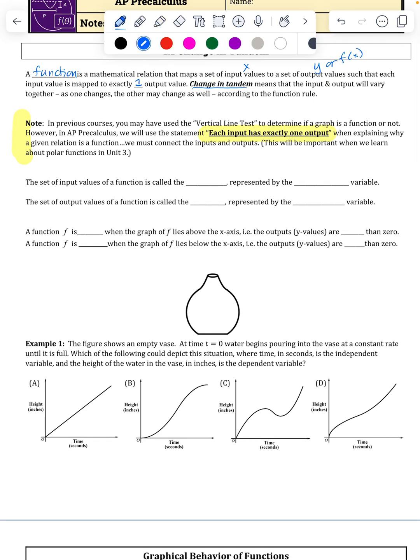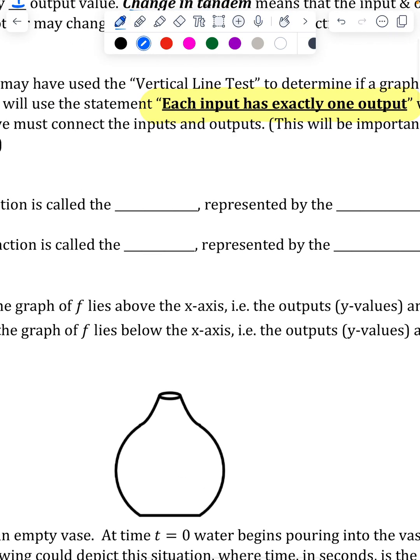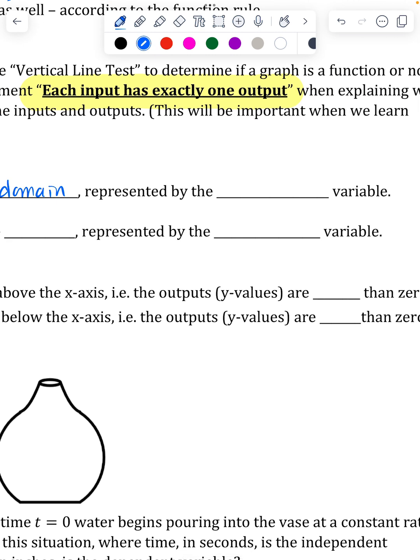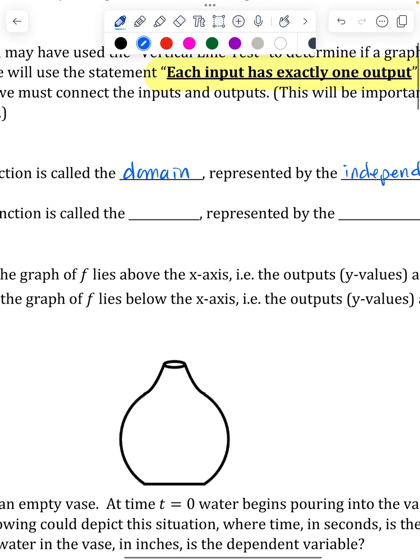The set of input values of a function is called the domain. And it's represented by what we call the independent variable. When you guys make an XY table back in the day, you could just pick whatever x's you wanted. They were independent, separate.